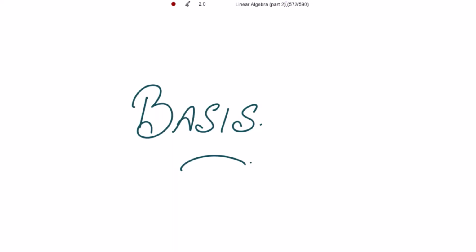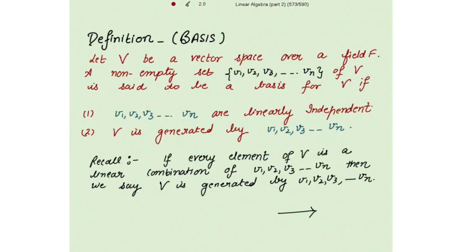This is the new topic, basis, and the definition is: let V be a vector space over a field F. A non-empty set V1, V2, V3 up to Vn of V is said to be a basis for V if, first condition, V1, V2, V3 up to Vn are linearly independent and V is generated by these vectors. Now V1, V2, V3 up to Vn, these all vectors are belonging to the vector space V, right?